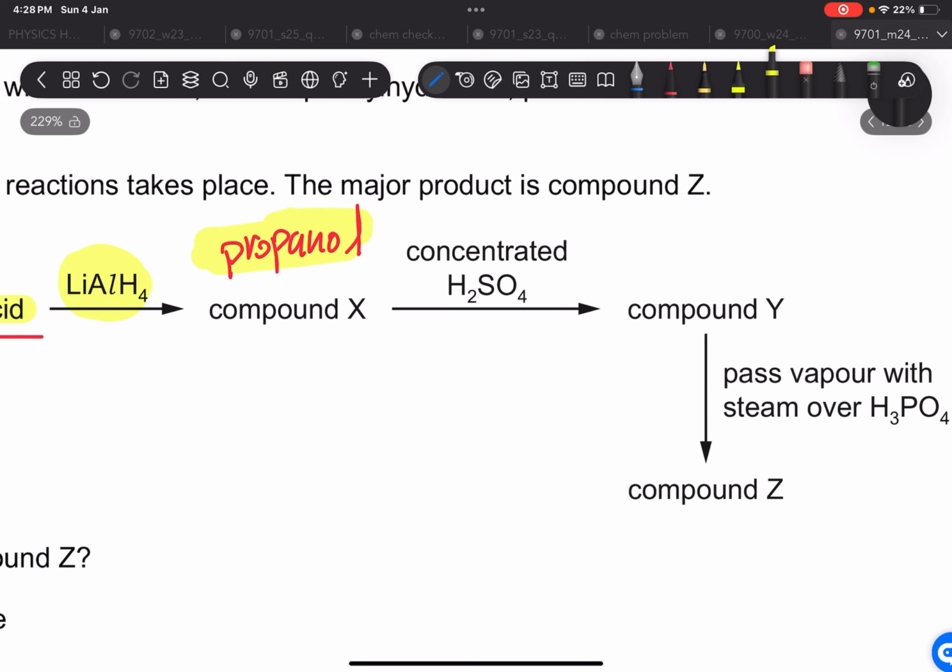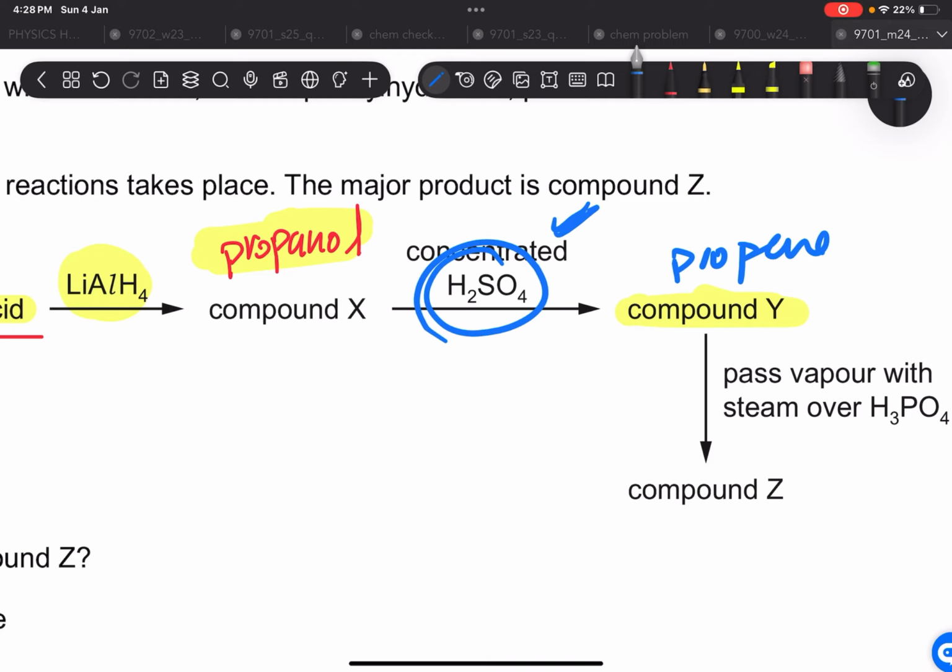Now we add concentrated H2SO4 to propanol. What happens? We form propene. Why? Because we are taking out the water. Concentrated H2SO4 is a very strong what kind of agent?